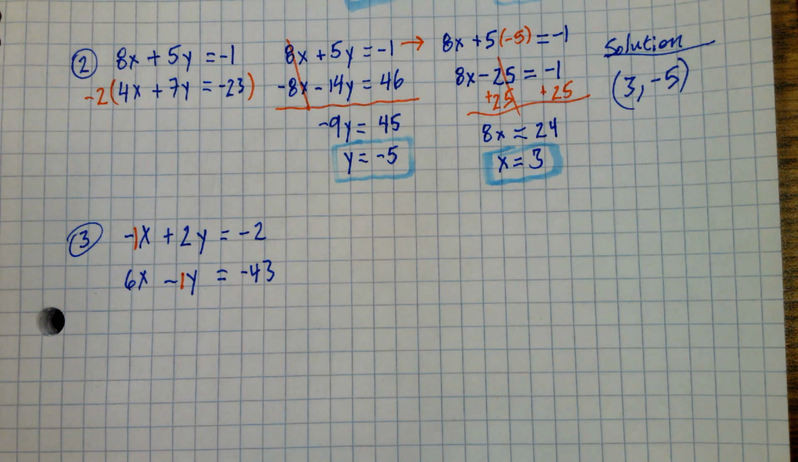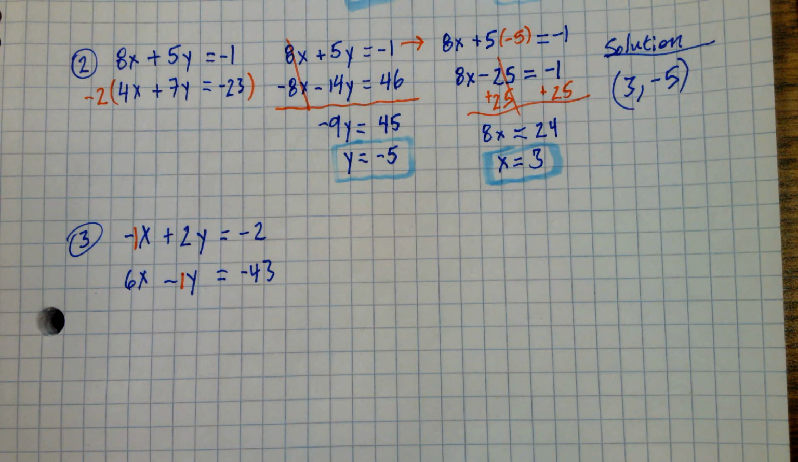Okay, so let's start with x. If I want to get rid of x, do I multiply the top equation or the bottom equation? By what number? Positive 6. I would have negative 6 and 6. That's one option. The top by positive 6.